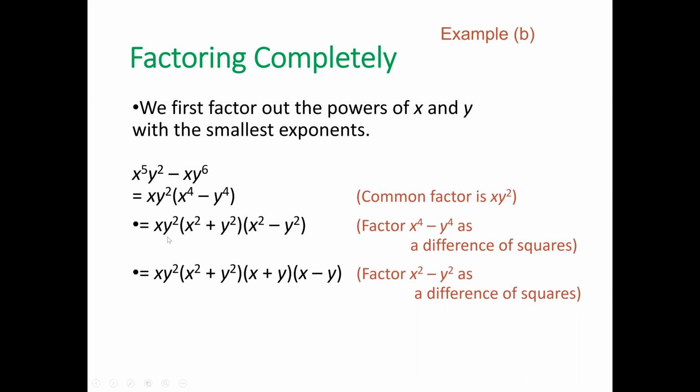So our final answer will be our common factor, x y squared. x squared plus y squared, we can't do anything, so we leave it. But x squared minus y squared is a difference of two squares again, so we get x plus y times x minus y. So that will be our final solution here.